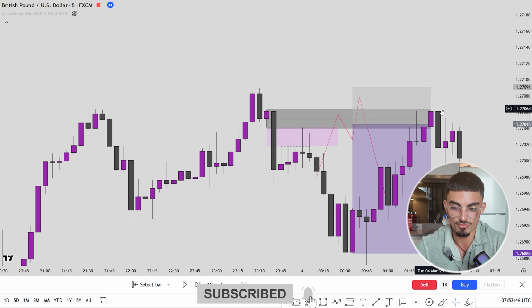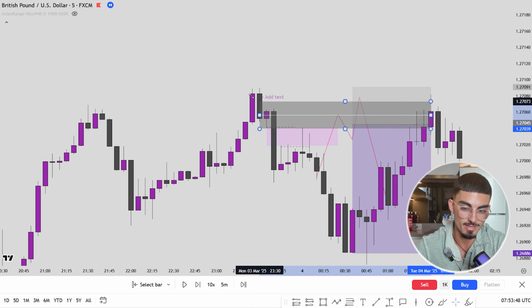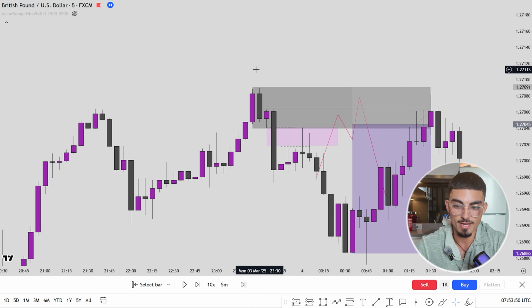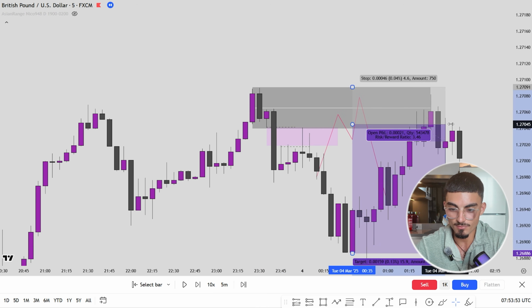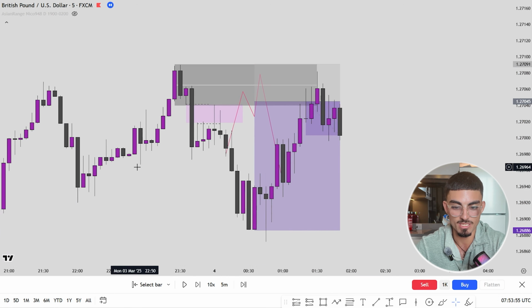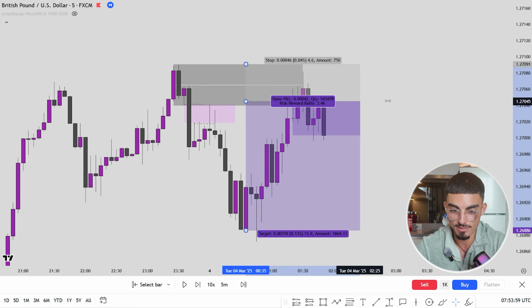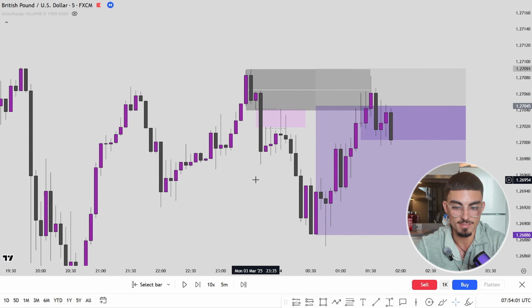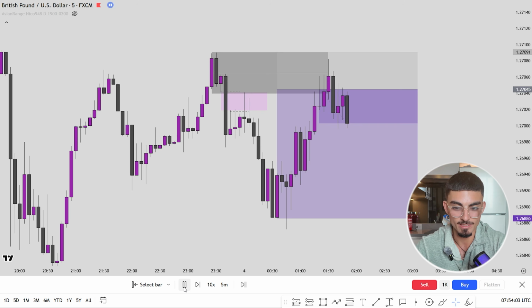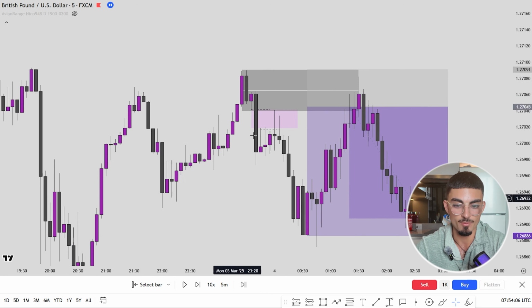This here would have been a losing trade. But since I'm looking at the entire area, that is now a winning trade, and that's simply from expanding the order block slightly. I didn't make it super big to the point where it doesn't make any sense anymore, but I simply made it a little bit bigger to cover the high up here.